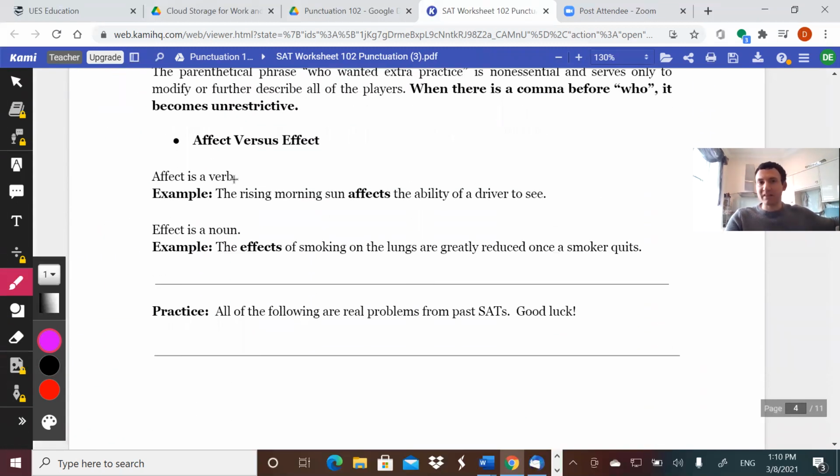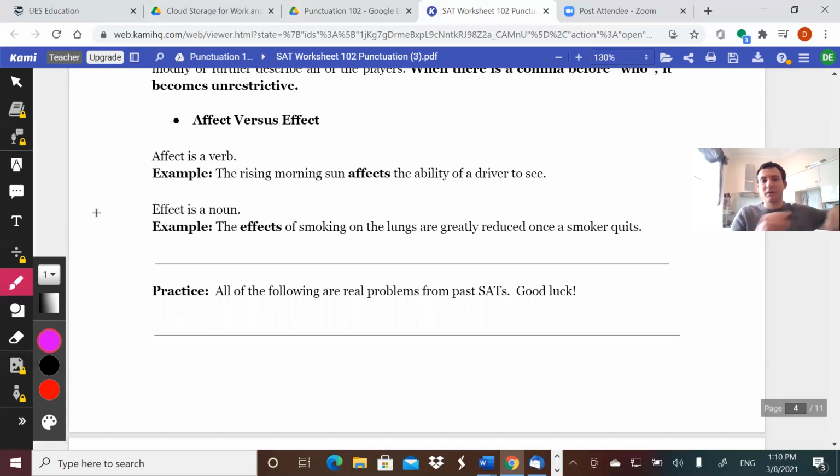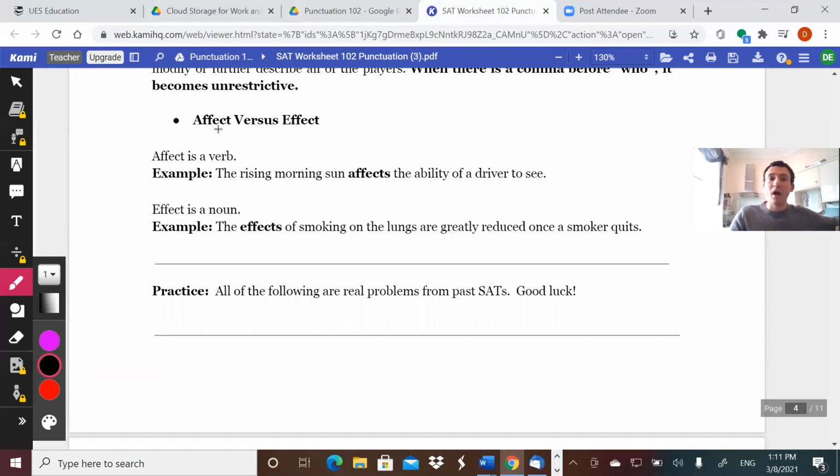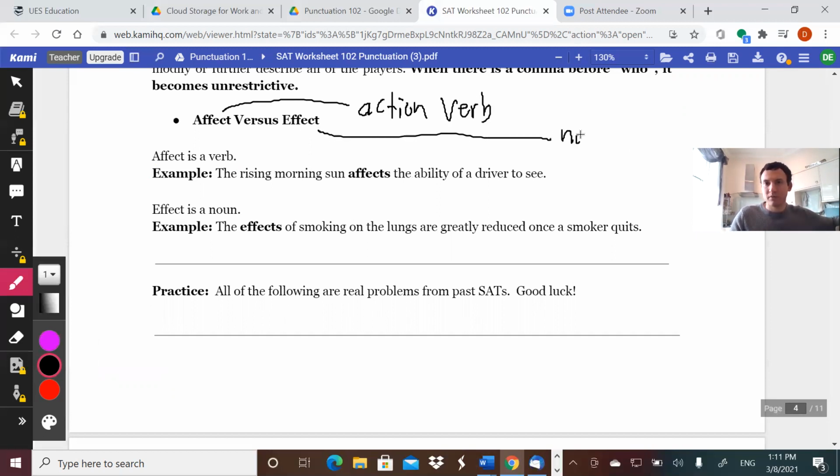Okay, last but not least, affect versus effect. This comes up maybe once every 3 or 4 tests. It would be a shame to lose a question on this. So let's briefly talk about it. Affect with an A is used as an action. It's the verb form. It's a verb. Effect with an E is used as a noun.